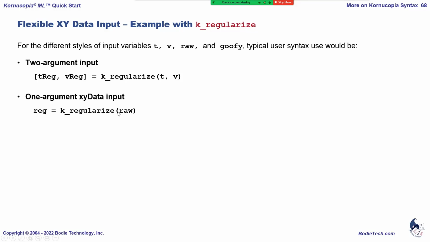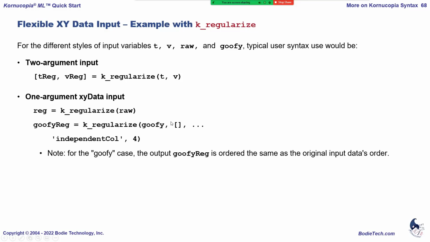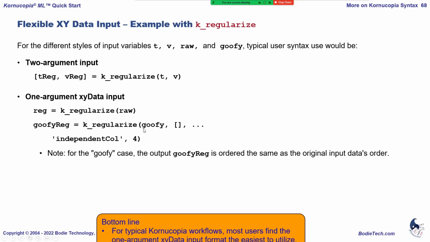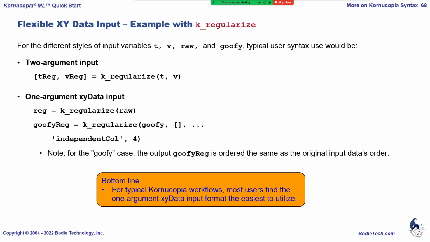This, to me, is easier syntax and is more natural when working with data. And if you did the goofy version, where the time axis was not the first column, then you have to tell the software which column is the independent column so it regularizes against the independent column correctly. The bottom line, for typical Kornucopia workflows, most people will use the 1 argument XY data format, but this is up to you. You can choose either way you want to do that.